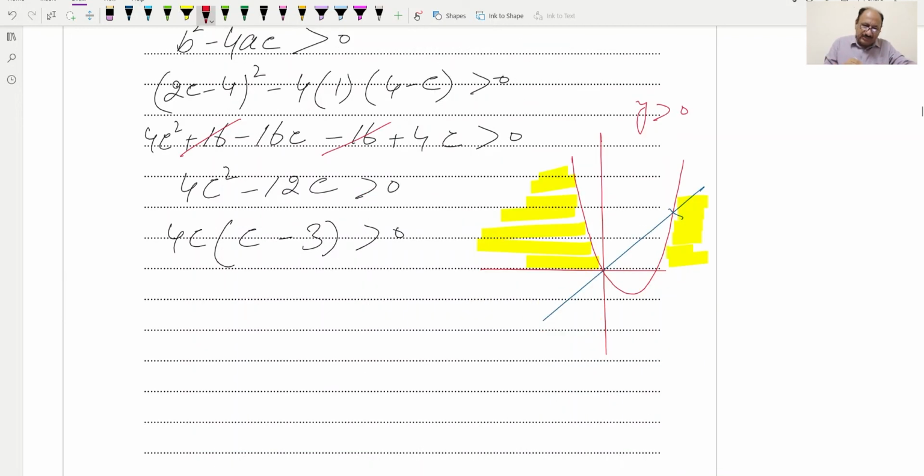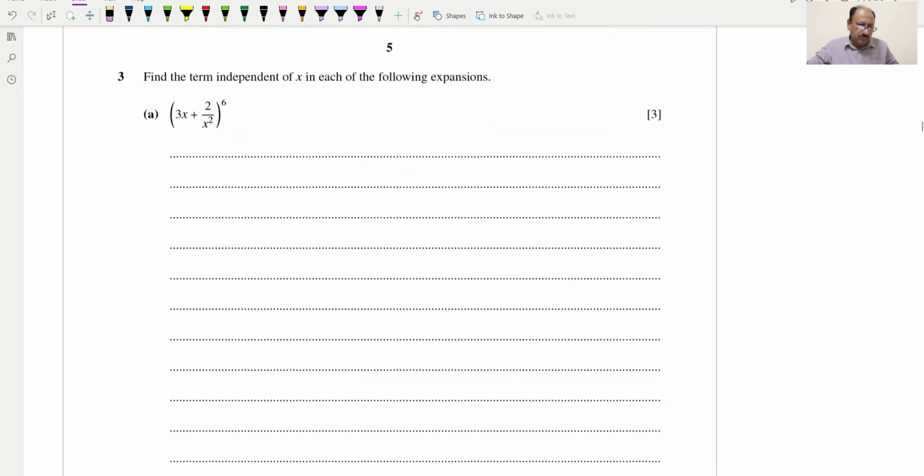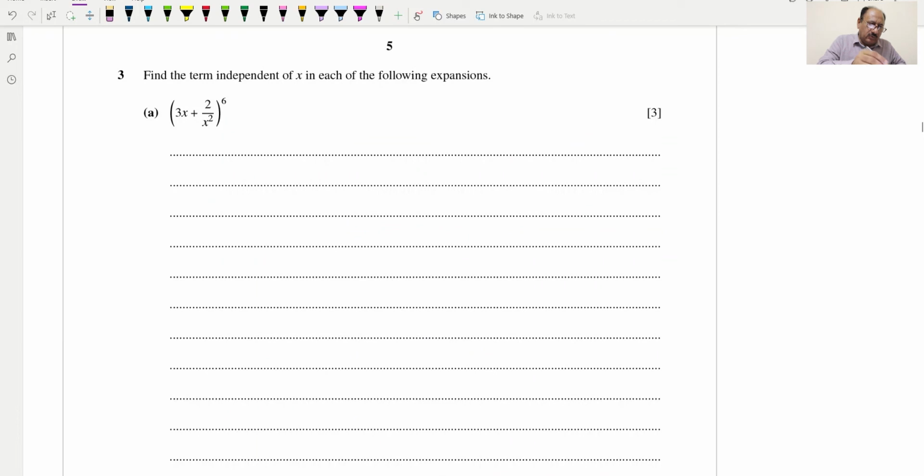So we can say c value should be less than 0, and c value should be greater than 3. So these are the two solutions for this inequality. So this is done. Next we can move to question number 3, and question number 3 says find the term independent of x in each of the following expansions, and this is 3 marks.